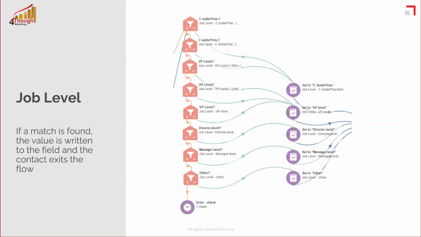Job level works a little bit differently because we're only choosing one value for this. So we started with the highest job level at the top and we work our way down. And as soon as a match is found, the contact is sent to the update rule to set the value for job level, and then they move along. They don't continue down the tree of filters. And again, if they get to the bottom and that field is still blank, the value of other will be populated using this update rule.